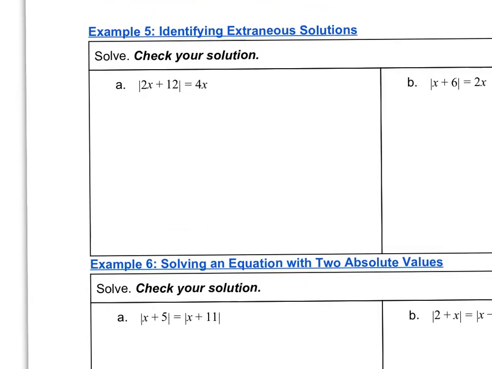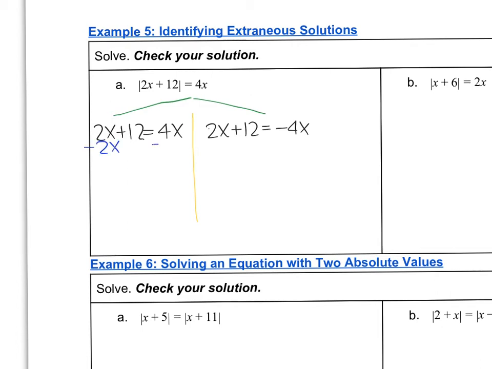Solving this first problem just like normal means writing two equations because it's an absolute value. My first equation will be 2x plus 12 equals 4x. My second equation would be 2x plus 12 equals negative 4x. So nothing new so far. And now let's go ahead and solve these. Let's get the 2x on the other side by subtracting that.